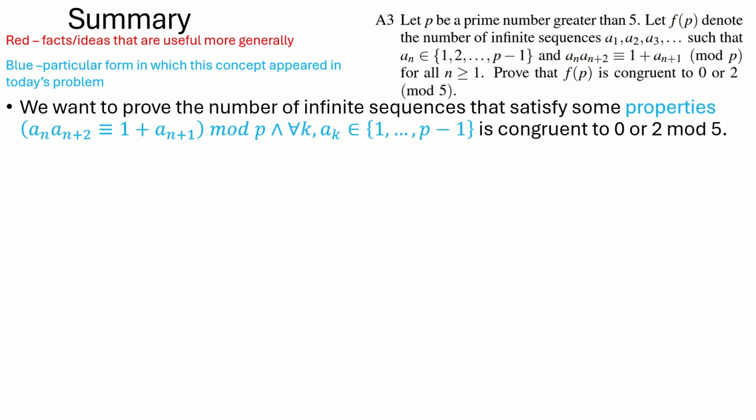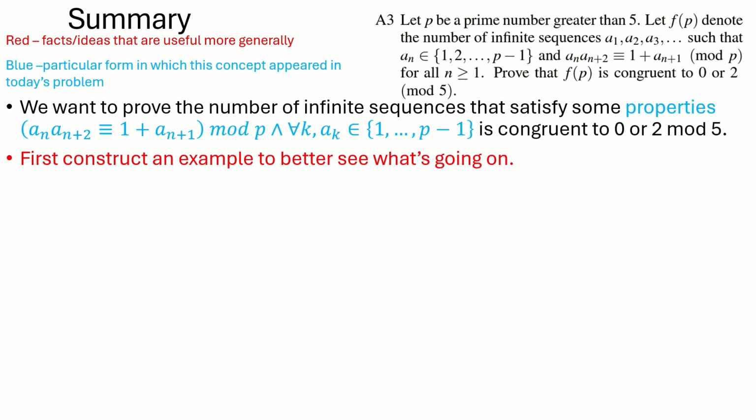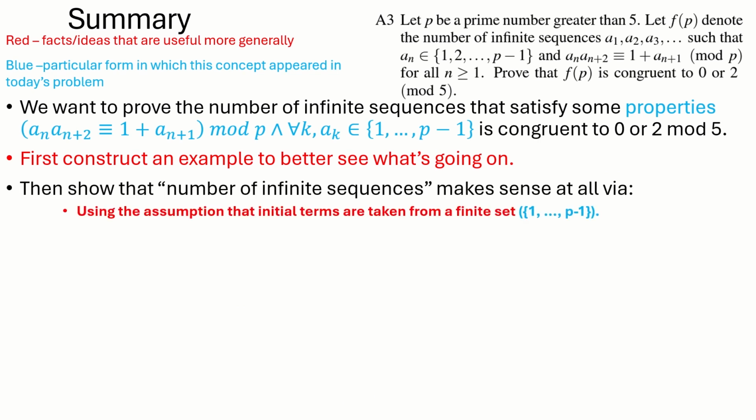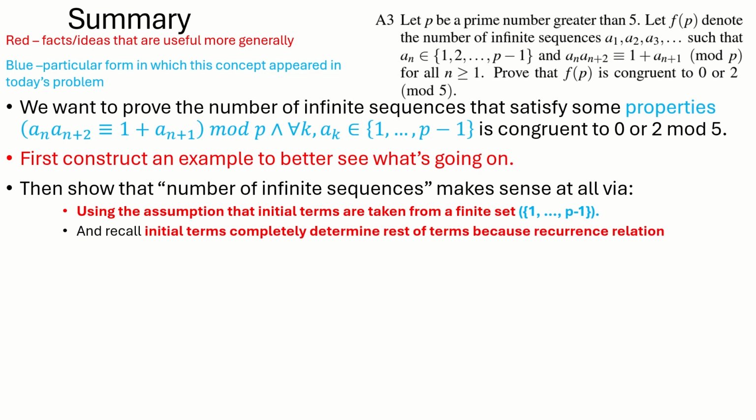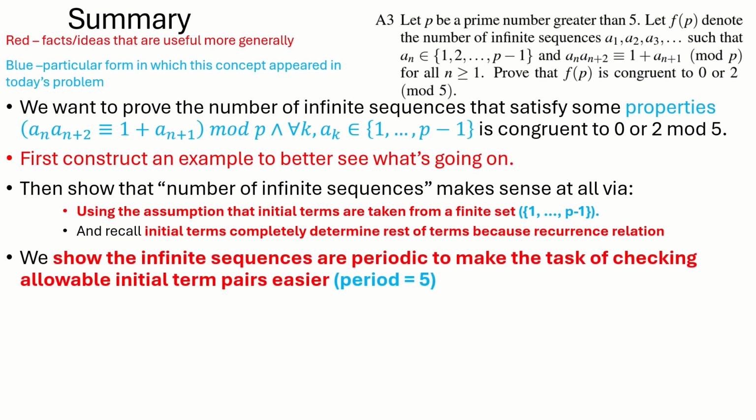We wanted to prove something about the number of infinite sequences that satisfy some property. As with all Putnam problems, you want to do an example first to get an idea of what kind of object you're working with. Next, we know the number of sequences with our desired property is finite because the initial terms completely determine the rest of the terms, provided our second property that no terms are 0 mod p is satisfied. We then show that our infinite sequences are periodic, so we only have to check a finite number of terms to be not 0 mod p.